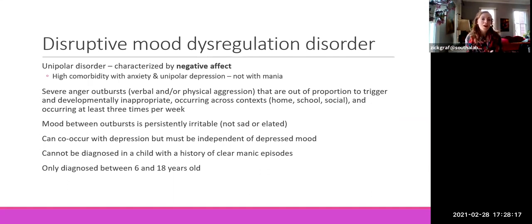What it is, what we call it now, is disruptive mood dysregulation disorder, or DMDD. This is a unipolar mood disorder characterized by high levels of negative affect, not just sad mood or not just anhedonia, but also depression. Disruptive mood dysregulation disorder is highly comorbid with anxiety and with unipolar depression, but it's not highly comorbid with mania. And kids who have the DMDD diagnosis, they are more likely to grow up to have anxiety and depression. They're not more likely to grow up to have mania. So DMDD, persistent irritability, really is a unipolar mood disorder.